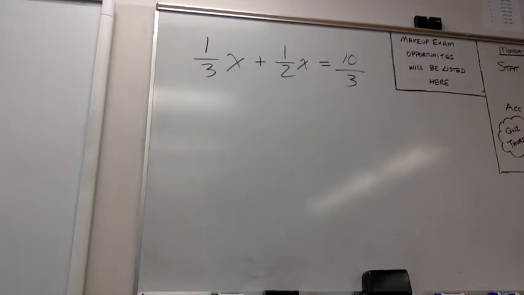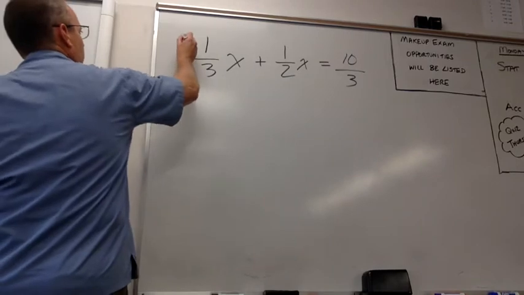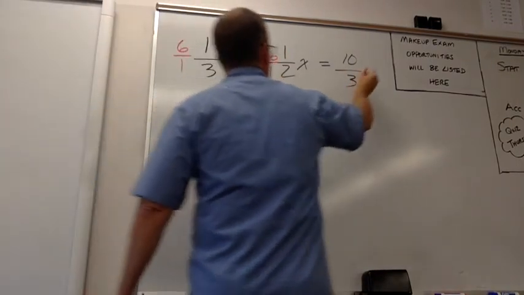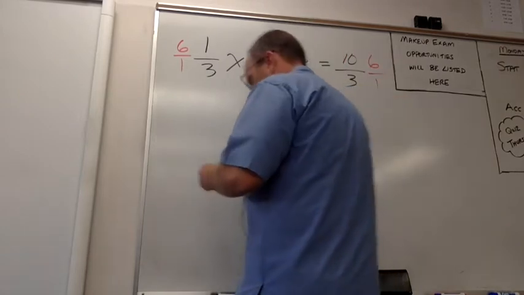So first thing I need to do is take a look at my denominators. I have a 3, a 2, and a 3. So what's the smallest number that both 3 and 2 go into evenly? 6. Everyone feel comfortable with that? Okay, so 6 is our magic number. I'm going to multiply this by 6/1, this by 6/1, and this by 6 over 1.